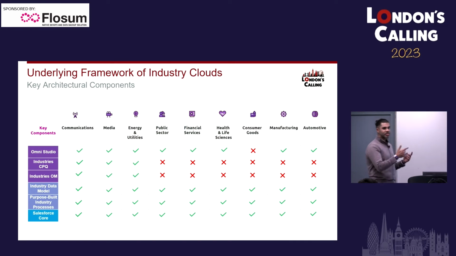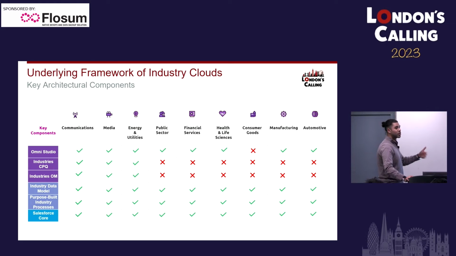So how are these various architectural components spread across different clouds? If you have a look at it, I have tried to cover most of the clouds here. The common factor in all these clouds is Salesforce Core. So you need the Salesforce Core platform across these clouds. And then all of these clouds, with the exception of consumer goods cloud as we speak today, are using Omni Studio. Consumer goods cloud, also called CG cloud, is the only cloud which does not use Omni Studio today.